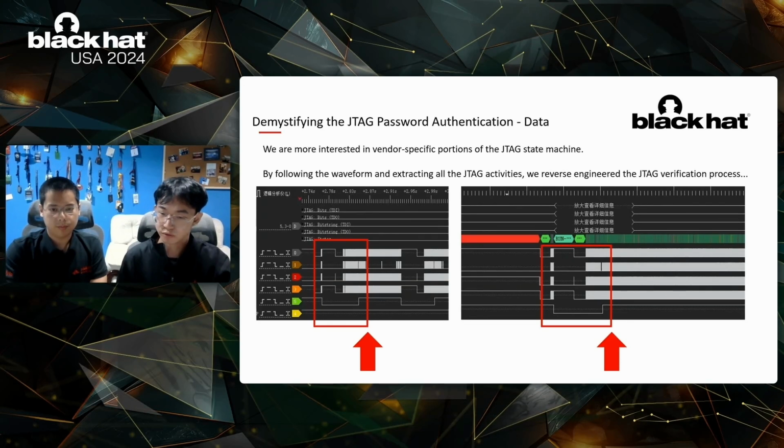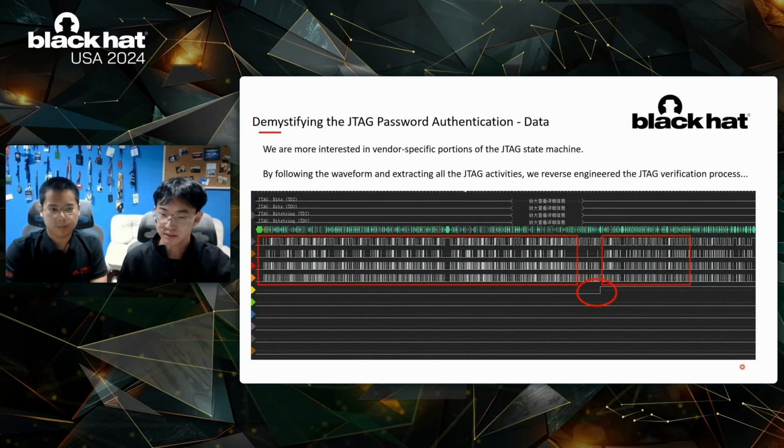Now that we know what to look for, let's further isolate the critical section of the authentication process. We noticed that the reset line, which is active low, only goes high halfway through the authentication. Using this information, we could eliminate all JTAG activities before the rising edge highlighted in the red circle here. Yes, because up until this point, the JTAG engine is held under reset and all the activities should not have mattered.